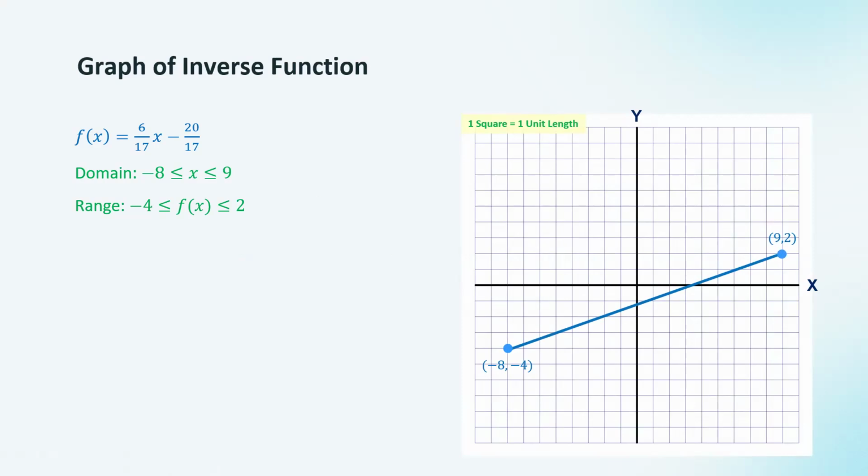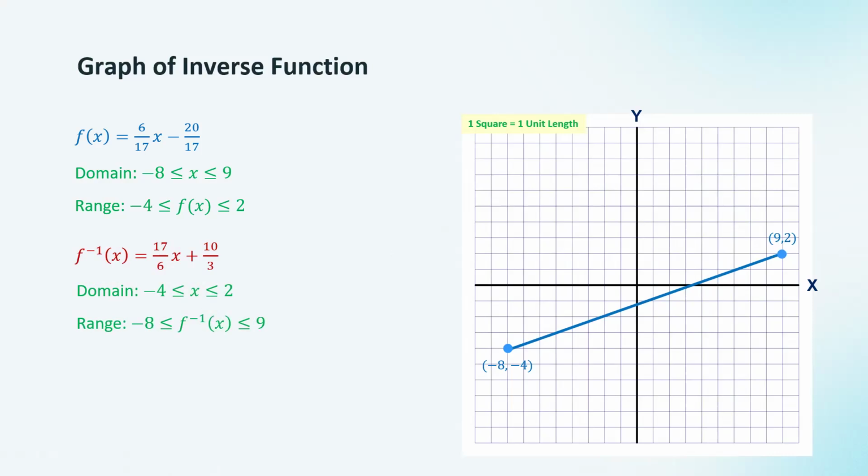Now, let's try to draw the inverse function. Let's find the inverse function first. We know that it's going to be 17/6 x + 10/3. I think we all already know how to find the inverse function, right? We also know from the previous video that the range of the inverse function is going to be the domain of the original function, and the domain of the inverse function is going to be the range of the original function. So it's going to be like this for both the domain and the range.